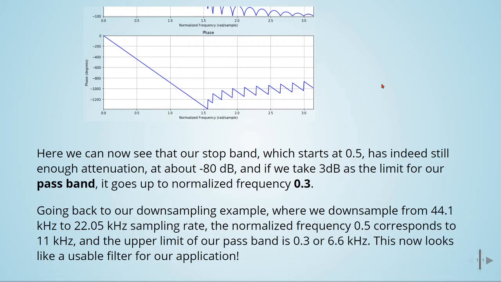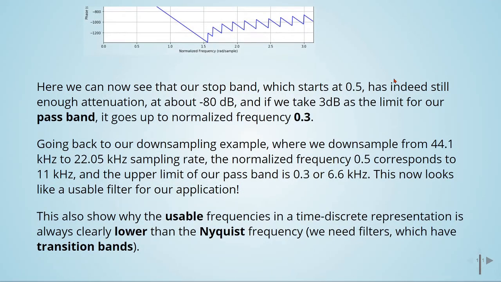Going back to our downsampling example, where we downsample from 44.1 kHz to 22.05 kHz sampling rate, the normalized frequency 0.5 corresponds to 11 kHz, and the upper limit of our passband is 0.3 or 6.6 kHz. This now looks like a usable filter for our application. This also shows why the usable frequencies in a time discrete representation are always clearly lower than the Nyquist frequency. So we need filters which have transition bands.